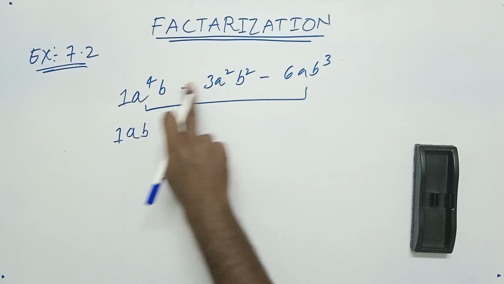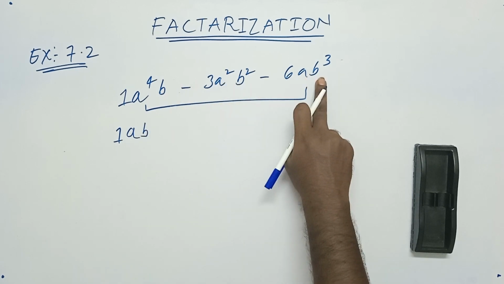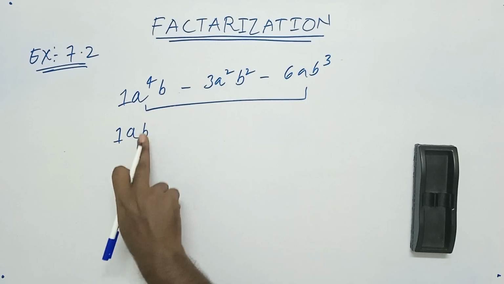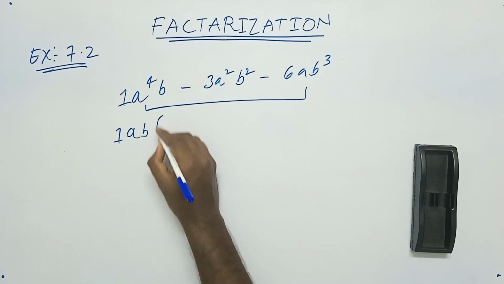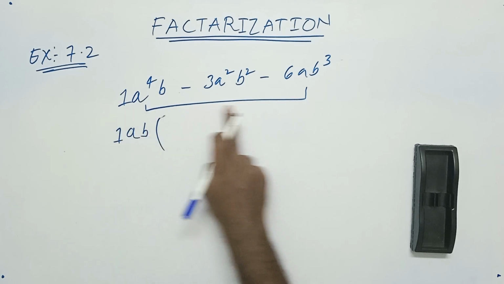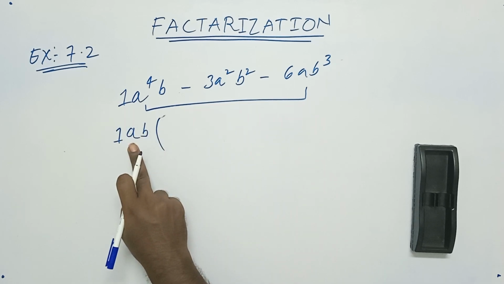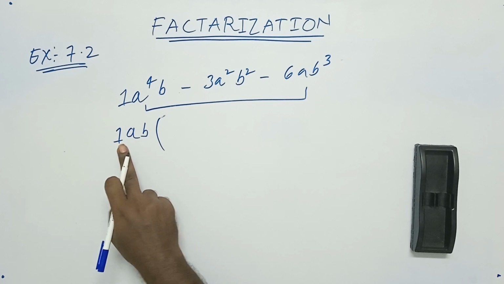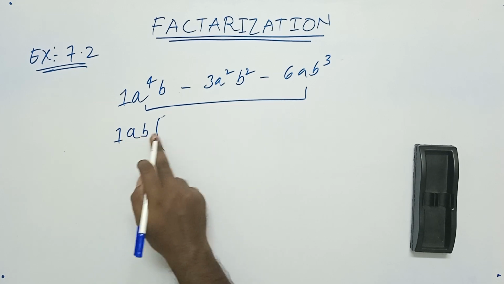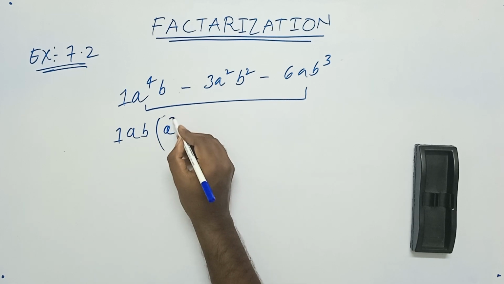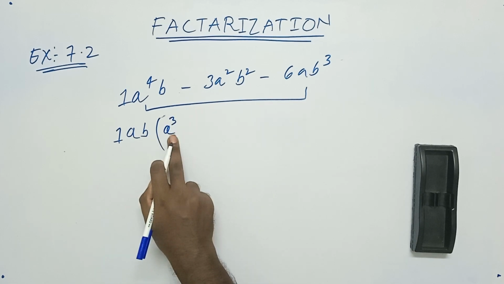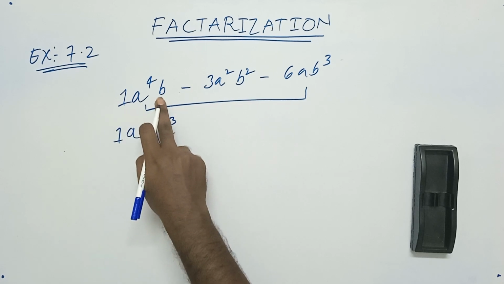Here we have ab, here we have ab square, here we have ab cube. Now we are going to compare their HCF, which is b, right? We got 1ab. Now this is common, so we are going to divide the whole expression by 1ab, which is our HCF. So here, 1ab times a power 3 is 1a power 4 b, right?